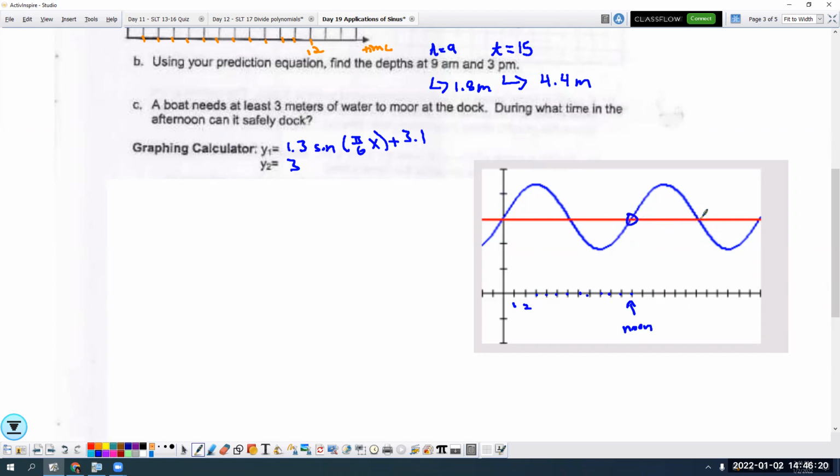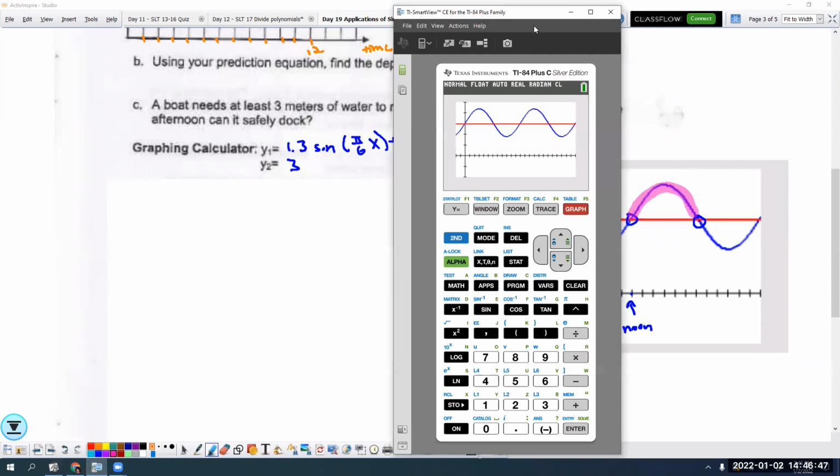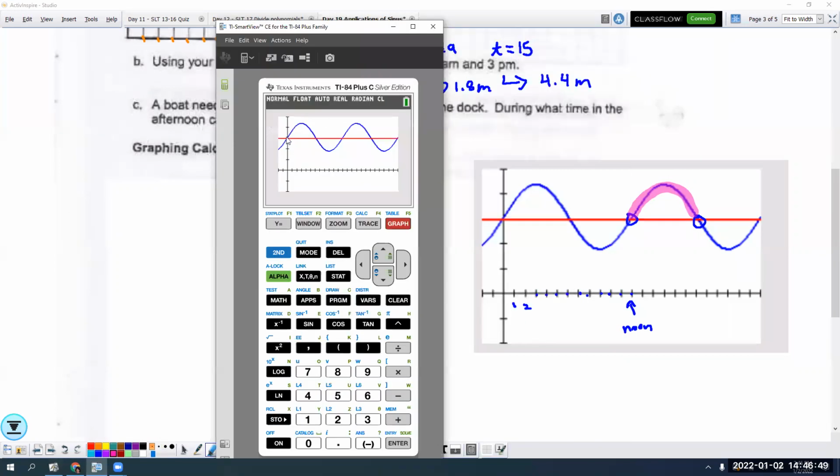So right here, we're at 3 meters. It needs at least 3 meters. So this whole, oh, that's a big highlighter. This whole period right here, I can see that the tide has come in and the water is higher between these two dots. So the question is, from my calculator, what are the two time values here? Like, where are these? So I'm going to go to my calculator. And again, I'm looking not for these, not this one, not this one. I want this one and this one.